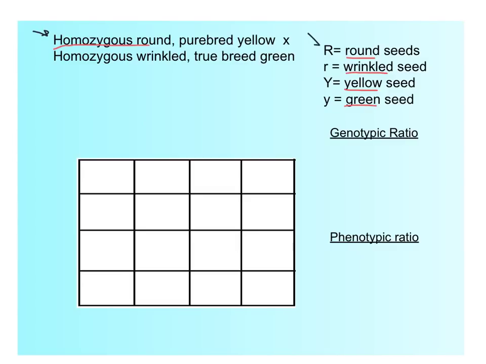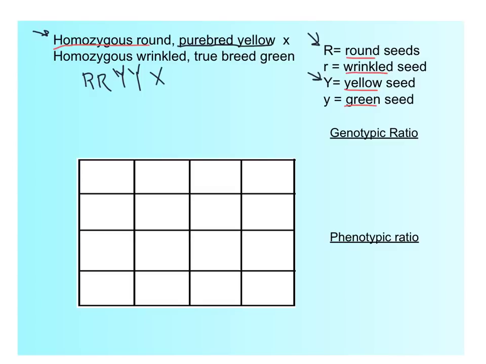Homozygous round. Since they're round, as far as round or wrinkled, it's going to be big R, big R, because homozygous means same. And since it's round, they're both going to be capital or big R's. Now this plant is purebred yellow. Purebred means the same thing as homozygous. So since it's purebred yellow, they're both going to be the same, and they're both going to be big Y. Big Y, big Y. So there's the genotype of parent number one. Big R, big R, big Y, big Y.